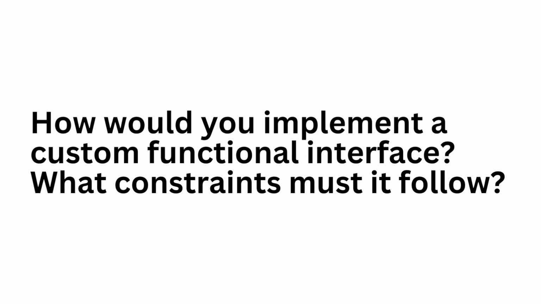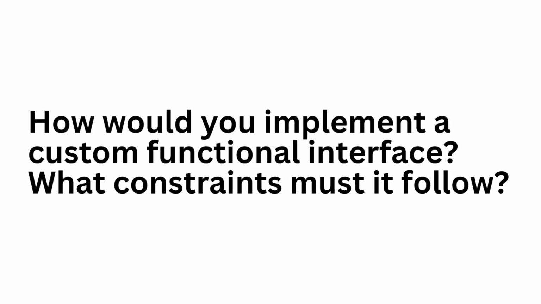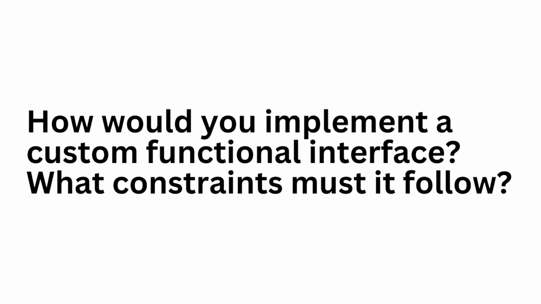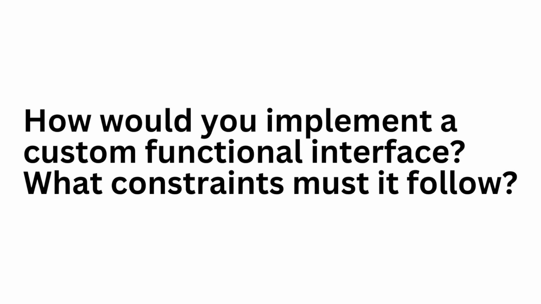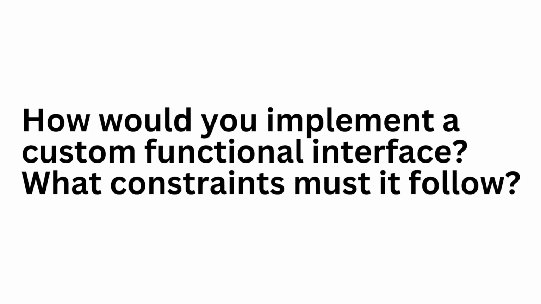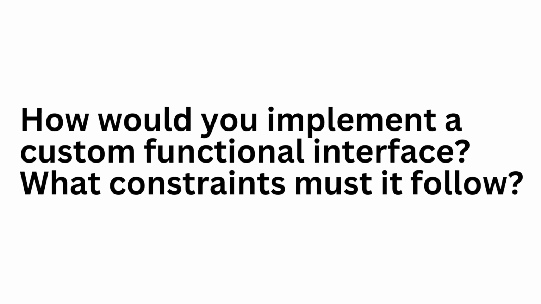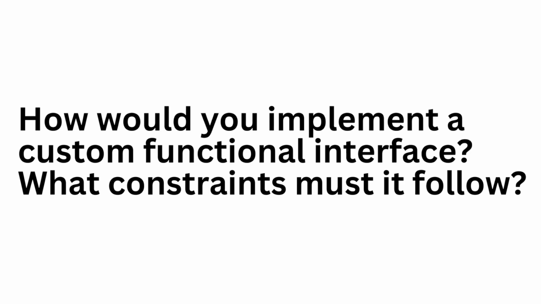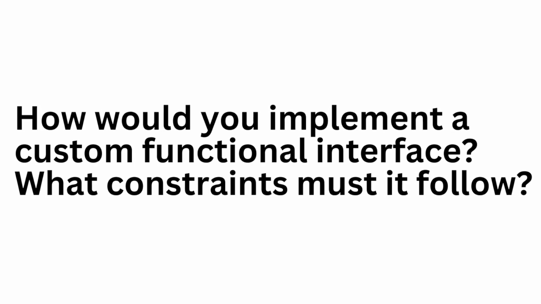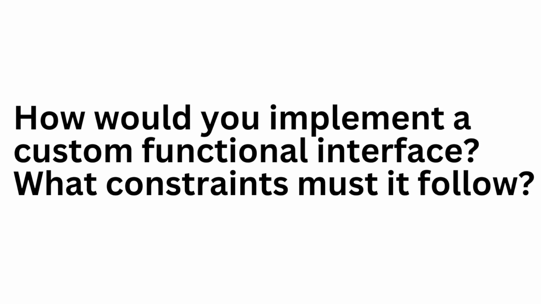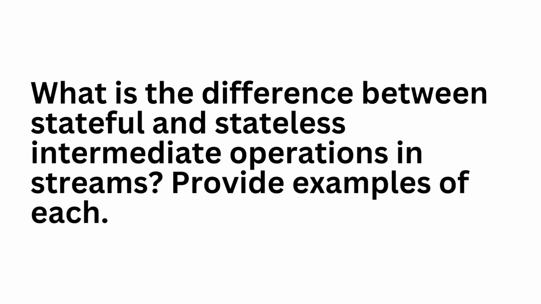How would you implement a custom function interface? What constraints must it follow? This is one of the basic questions. For a function interface, you just need a single abstract method. That's it. You can have default and static methods, which were new features with Java 8 again. Now the FunctionalInterface annotation is actually optional. You can use it. If you decide not to use it, then it's okay as well. Now moving on to the next question.